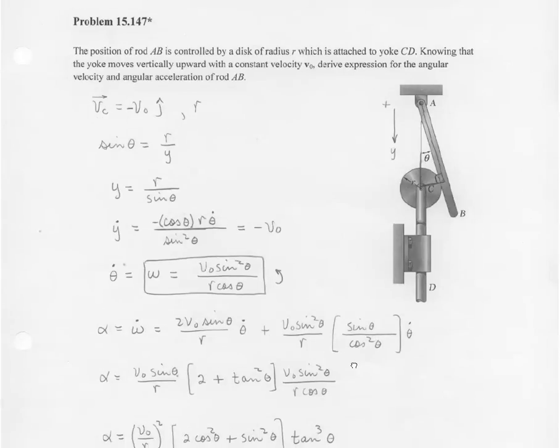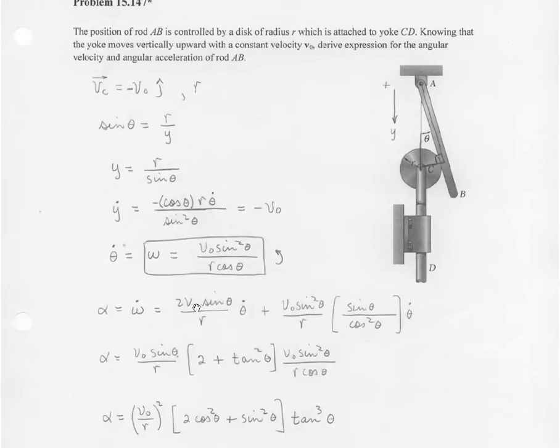If you take a look at this, you can see that a V naught term is in each one of these, so we can factor out a V naught, and there's a sine theta in each term, and there's an R. So I'm going to factor out V naught sine theta over R. That leaves me a 2 times theta dot, and theta dot is right here: V naught sine squared theta over R cosine theta. So I'm left with a 2 on this term, and then V naught sine theta over R leaves me with these two terms on the other.